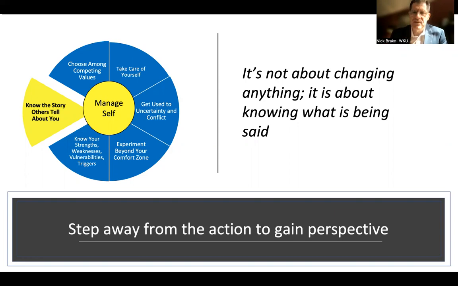Now, bear in mind that this can be difficult also for people who are novices in leadership, understanding that people are talking about you and what are they saying. It's not so much about changing anything that people are saying. It's not so much about defending yourself. It's just about knowing what's being said. Take that step away from the action to gain perspective, and that perspective is very valuable.